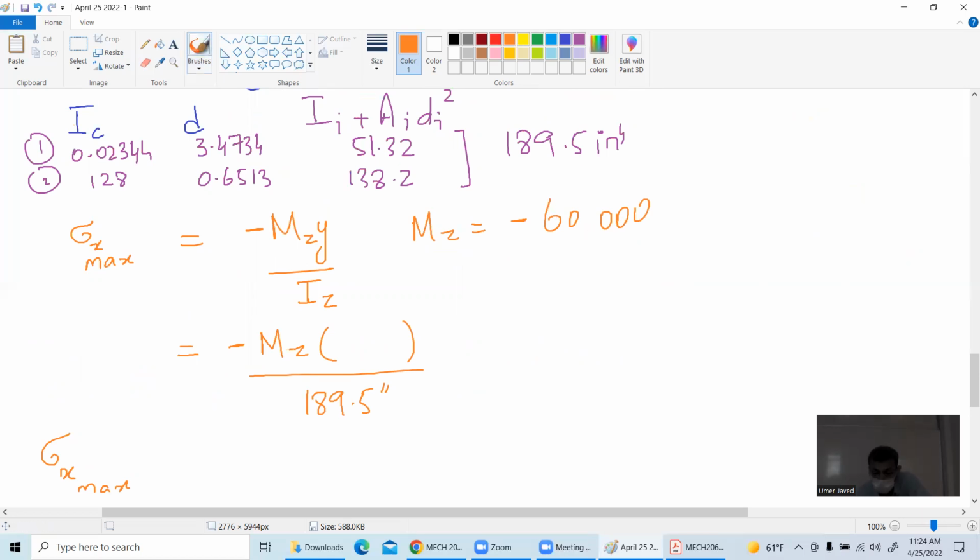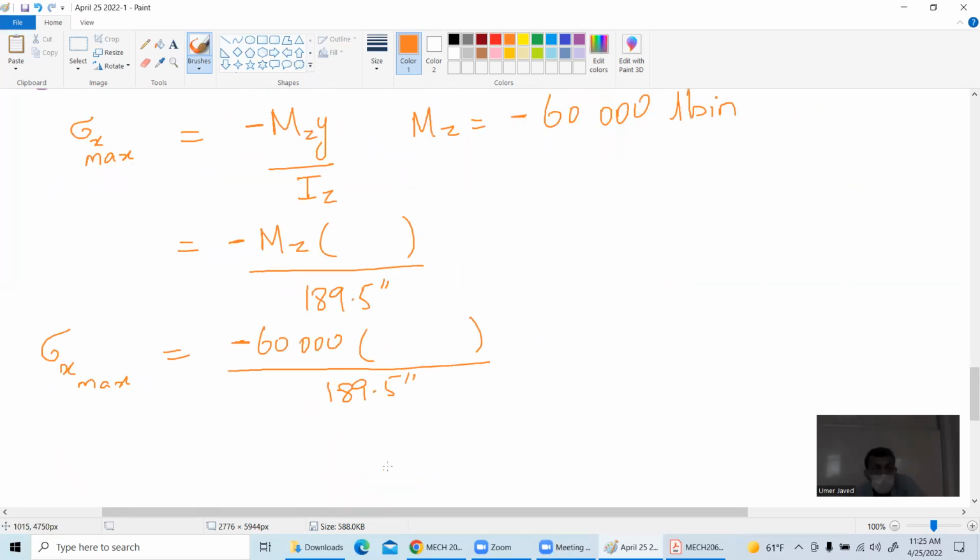I will, yes, pound inches. So it is equal to minus 60,000 multiplied by whatever this distance is, which we have to figure out. And you have to give me the maximum value. So give me the maximum compressive stress. You will do it yourself. Now, after finding this distance, give me the maximum stress in the aluminum.